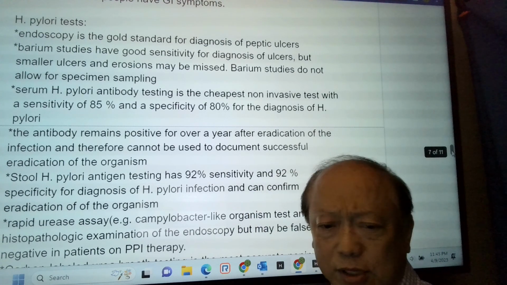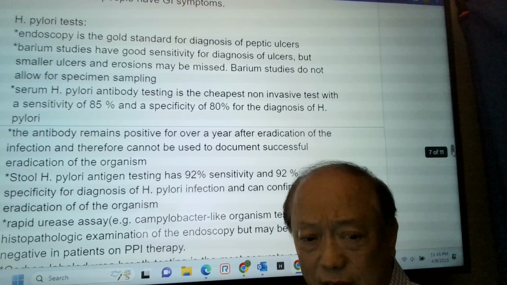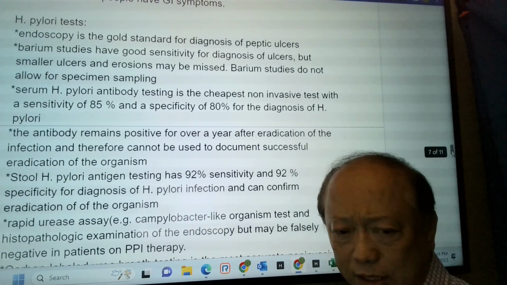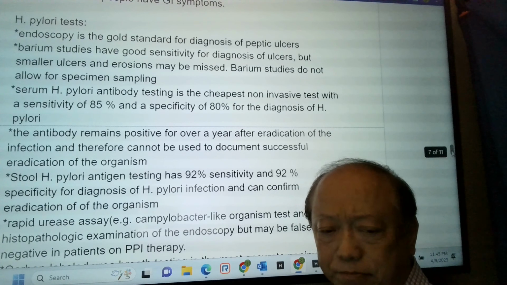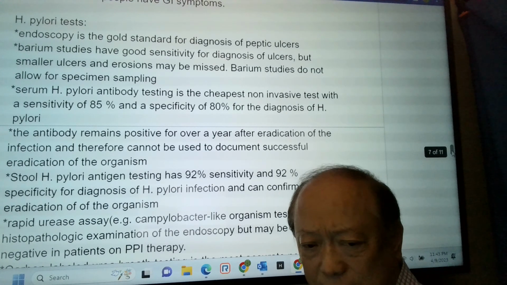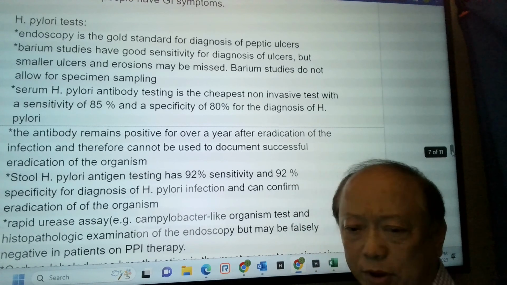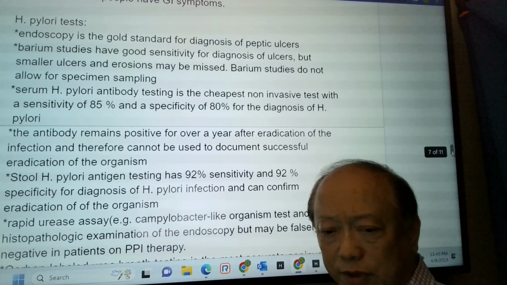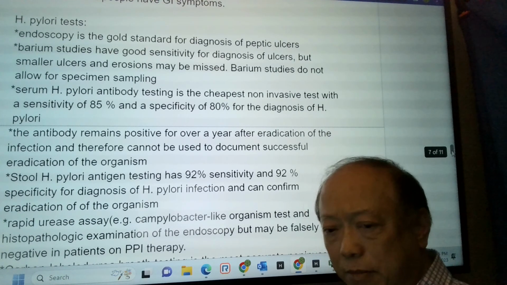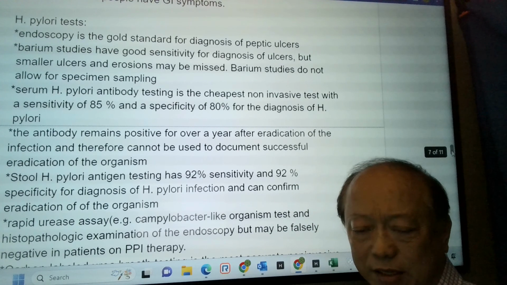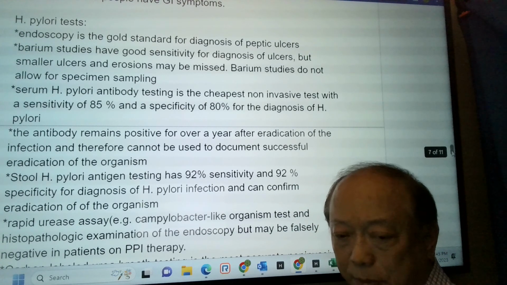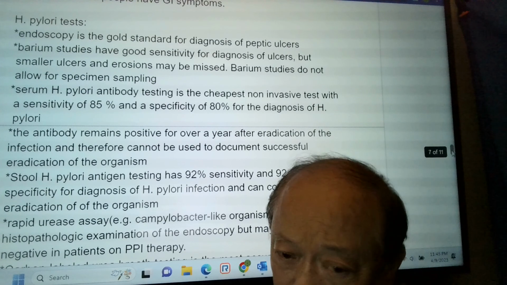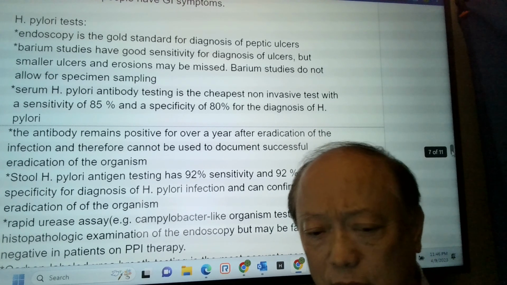H. pylori antigen tests have a 95% sensitivity and 92% specificity for diagnosis of H. pylori, and can confirm eradication of the organism. Rapid urease assay, for example H. pylori-like organism tests, and histopathological examination of endoscopic specimens may be falsely negative in patients on PPI therapy. So urease tests may not be that good to do if someone is on a PPI.